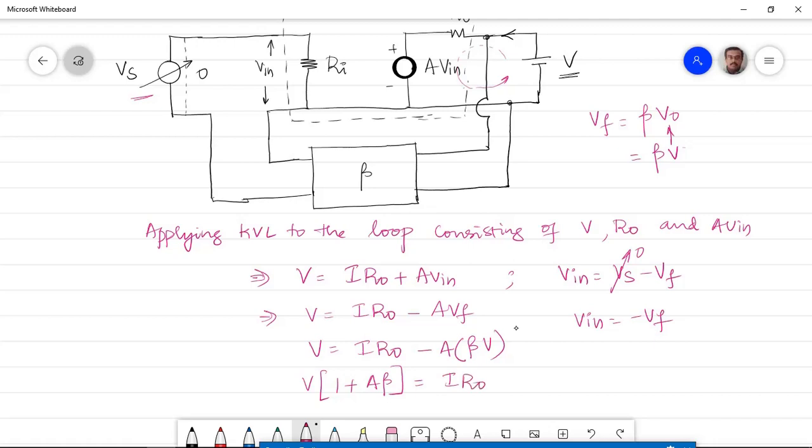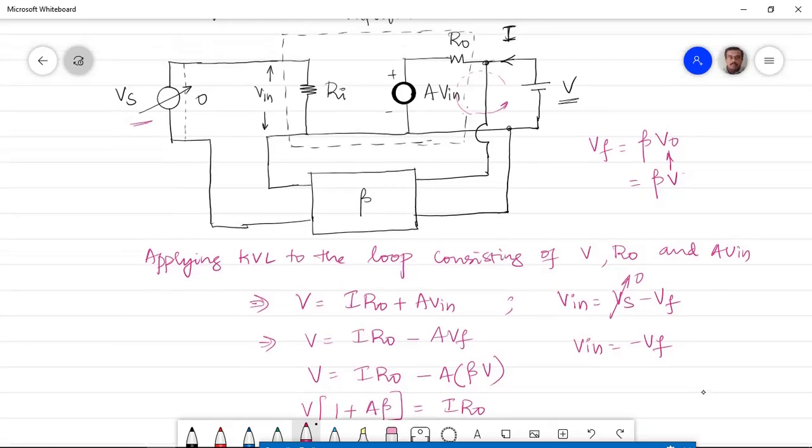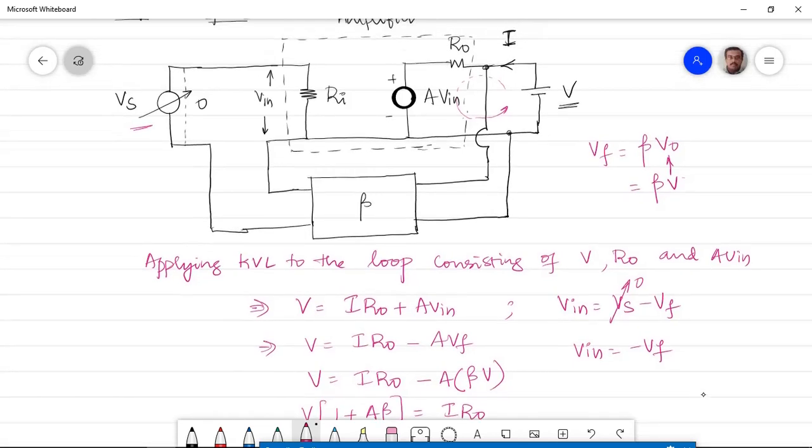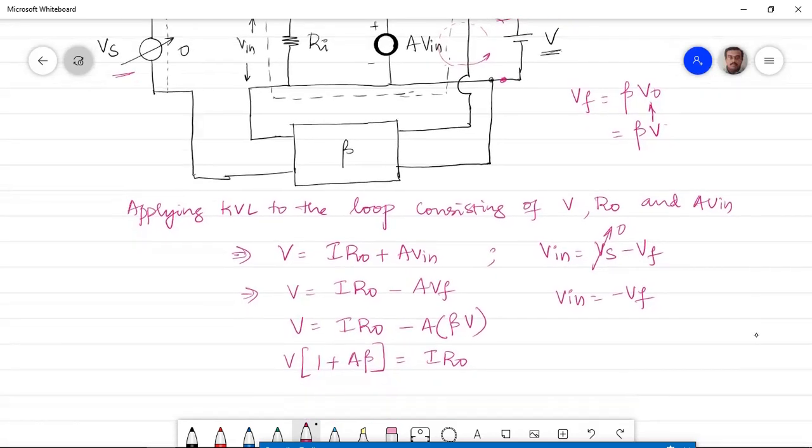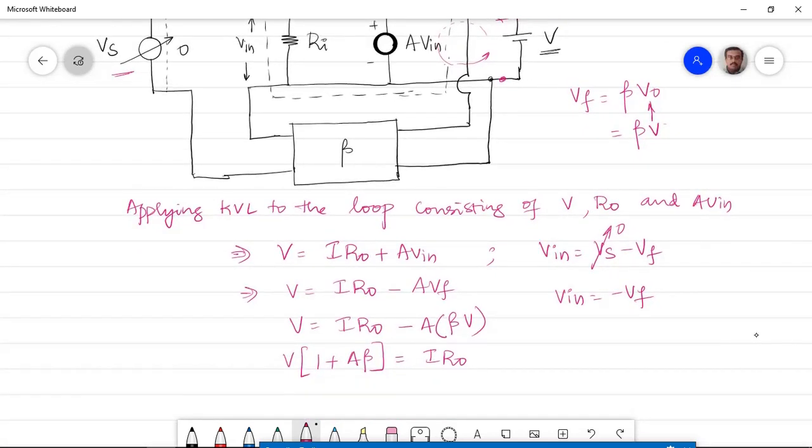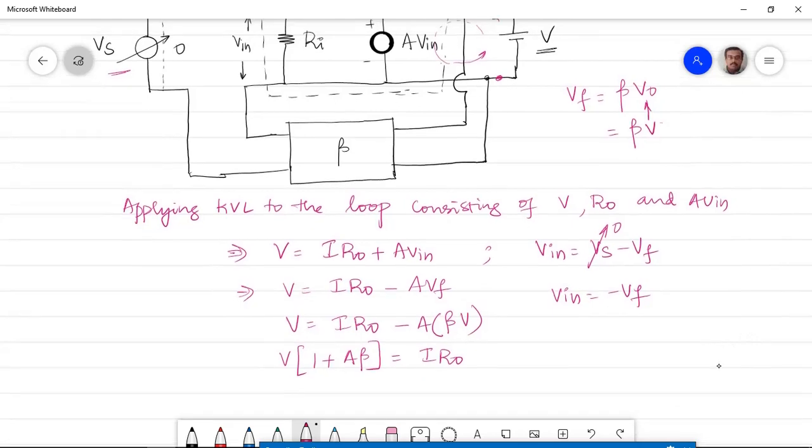Remember, my interest is to find what is ROF. R naught is available here, and ROF will be available after the feedback. If you are standing at this point and look into the network, you'll be able to see the impedance offered by the amplifier considering the feedback, because that is the point where the sampling is happening. So you stand after the sampling point, and when you look back into the network, you see the impedance, and that is the output impedance.